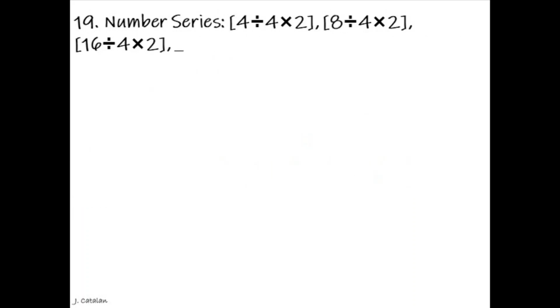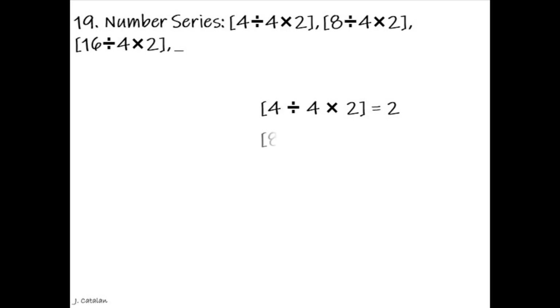Number series: 4 divided by 4 times 2, 8 divided by 4 times 2, 16 divided by 4 times 2, underscore. The result of 4 divided by 4 times 2 is 2.